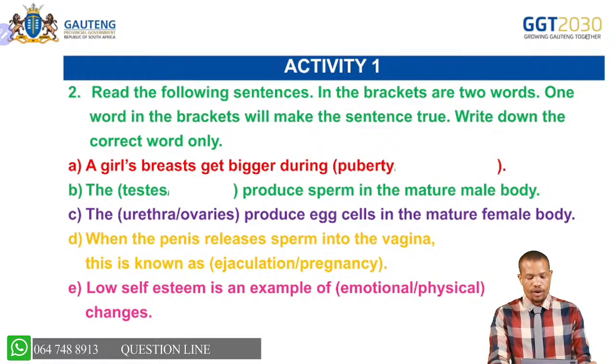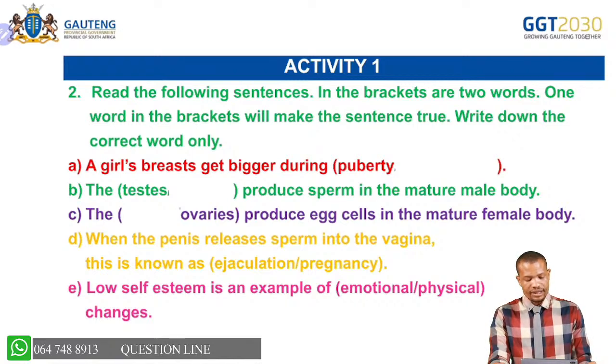The urethra or ovaries produce egg cells in the mature female body. Okay, which one is the correct answer? Is it the urethra or the ovaries? What do you think? Yes, that's correct. It is the ovaries. The ovaries produce egg cells in the mature female body.